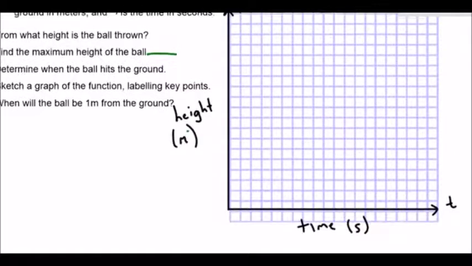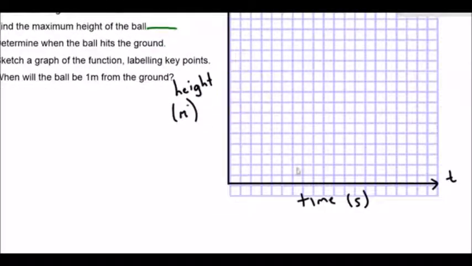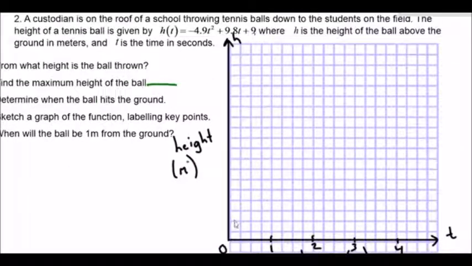Now in terms of scale, I know that the ball hits the ground in 2.7 seconds, so there's no point in making a scale that goes 1, 2, 3 and wasting all this space. So I'll go 1 second, 2 seconds, and 3 seconds. And in terms of height, we know the maximum height is 13.9. So I'll have to go 2, 4, 6, 8, 10, 12, 14, 16. Okay, so there we go.